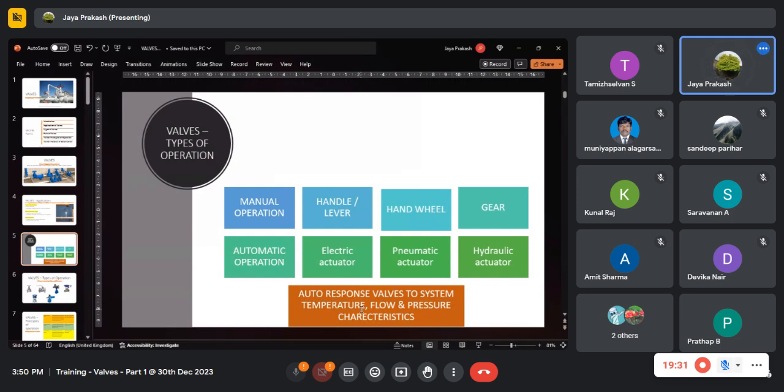And for a safety valve, they will set a pressure, say 10 bar, and a maximum pressure, say 15 bar. If it reaches 15 bar, it will open and release the pressure like that. No external operation is required. These are all automatic valves. So there are three types of valve operation: manual operation, automatic operation, and auto response valves.